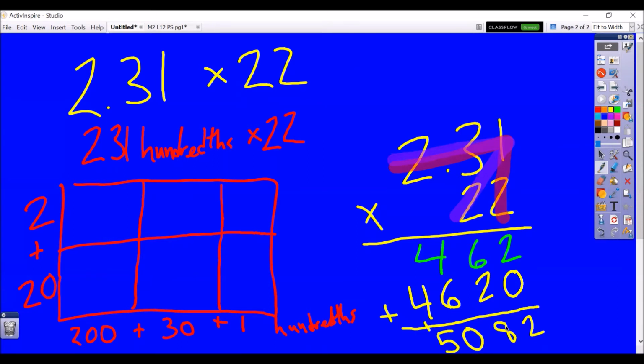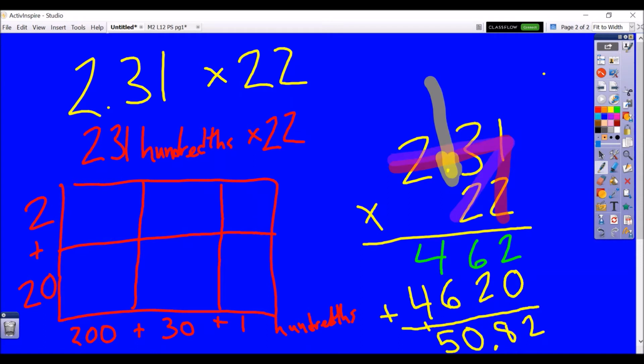Now we know that we were dealing with hundredths up here. Let me get my highlighter. Right? We knew we were dealing with hundredths, which has 2 places after the decimal. So we just have to remember that that's exactly how many places after the decimal we want down in our answer. So we just do the same thing that we were working on before. We just place it in the right spot so that we can represent hundredths. So our answer is 50 and 82 hundredths.